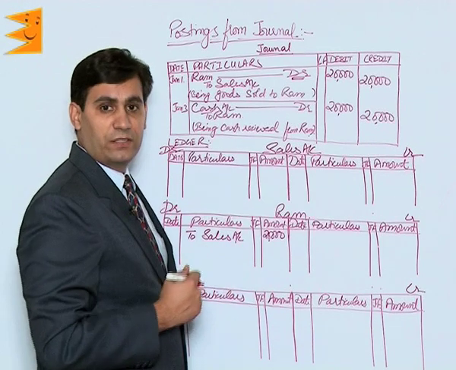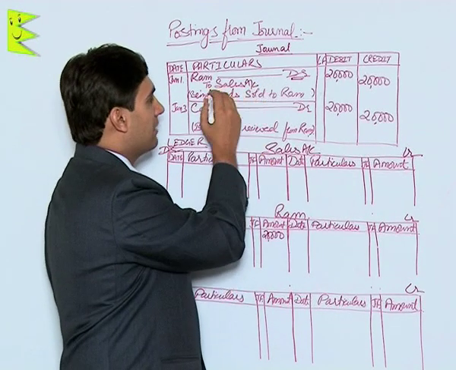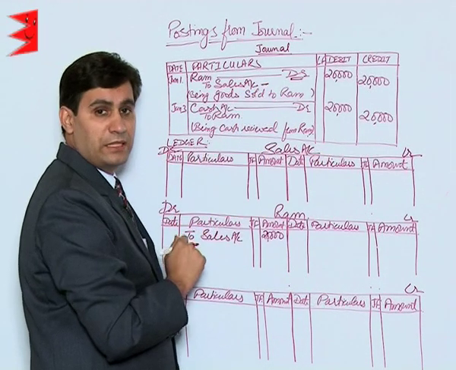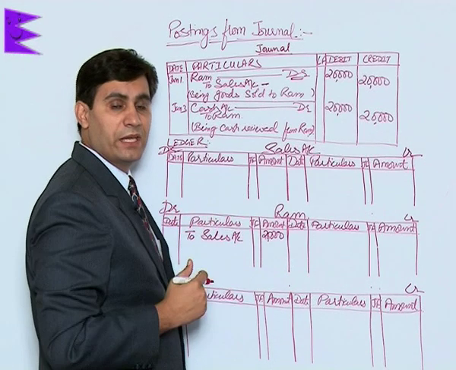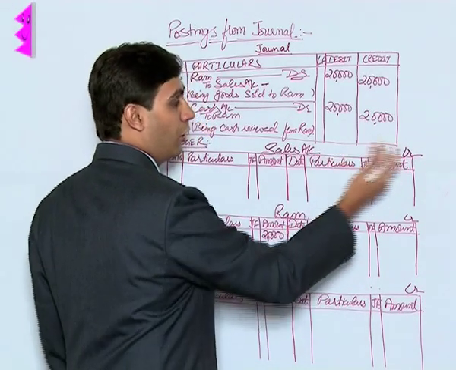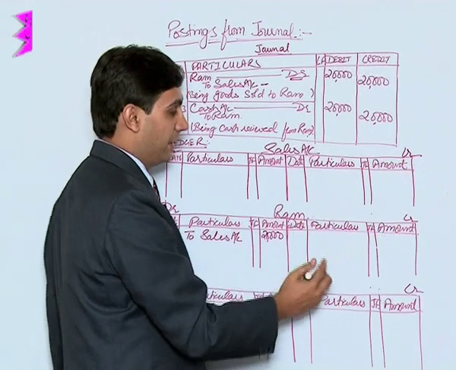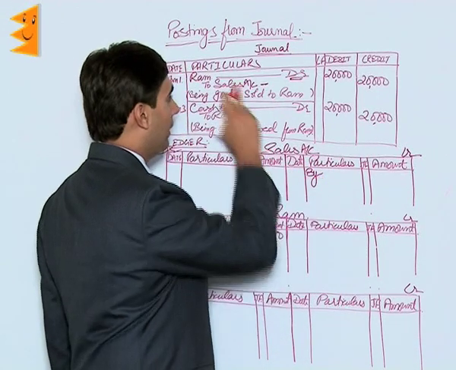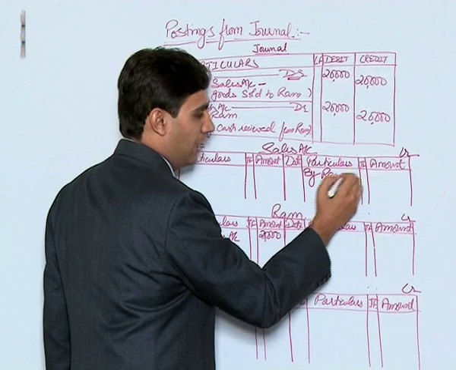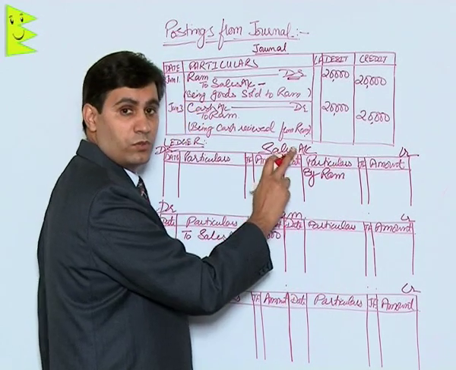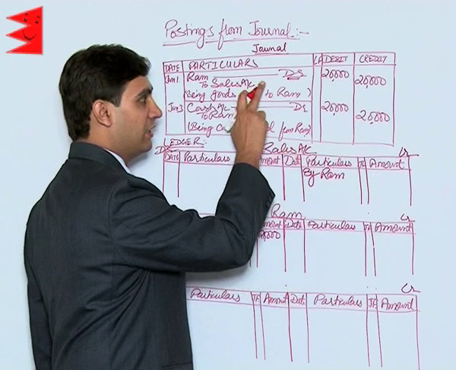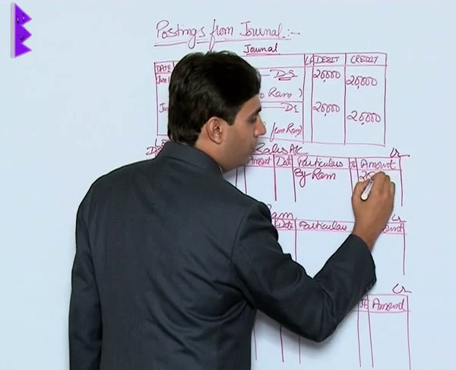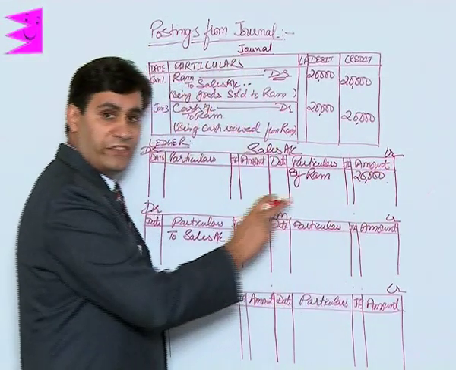Now coming to the second effect of this transaction. The second account that has been affected in this transaction is Sales account. We have Sales account here. Now Sales account has been credited. So this posting will appear on the credit side of the Sales account. The credit side is the right hand side. So every entry on the credit side is preceded by the name of the other account, Ram. That means Sales account was credited by Ram. As is clear from this entry, Sales account is credited by Ram. Amount 20,000.